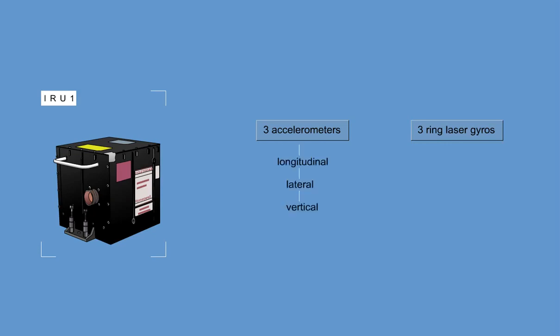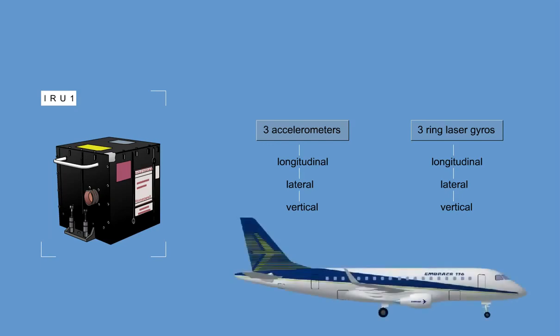Inertial Reference, IR. The inertial reference component of the micro-IRU contains 3 accelerometers and 3 ring laser gyros. The accelerometers measure linear motion along the longitudinal, lateral, and vertical axes. The ring laser gyros measure angular motion about the longitudinal, lateral, and vertical axes. These sensors, coupled with high-speed microprocessors, allow the IRUs to maintain a stable platform. The IRUs are located in the forward electronics compartment.